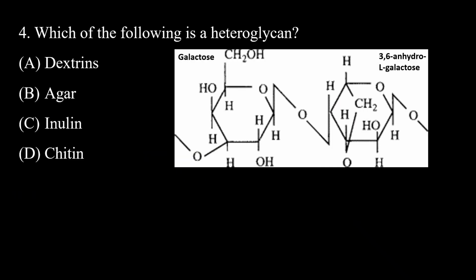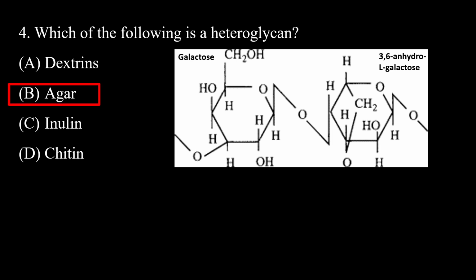Question number 4. Which of the following is a heteroglycan? A, dextrins, B, agar, C, inulin, D, chitin. If we look into the question, hetero means different, glycan means saccharides. Heteroglycans are the polysaccharides which are made up of different saccharide units. Options A, C, D, dextrins, inulin, and chitin, these are homopolysaccharides. So the right option is B, agar.